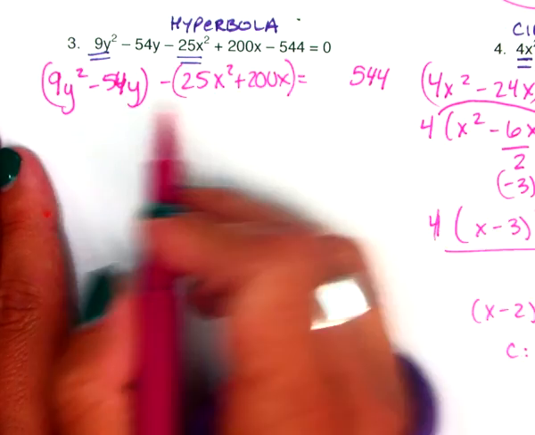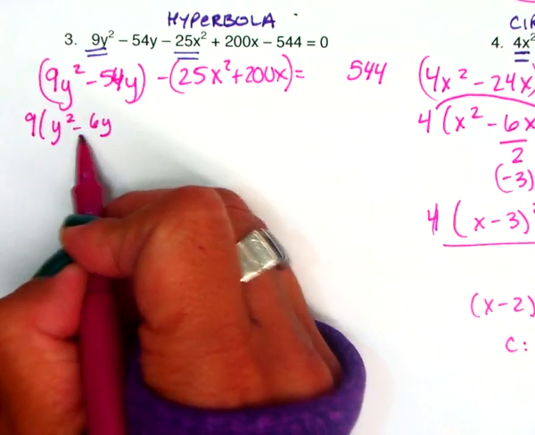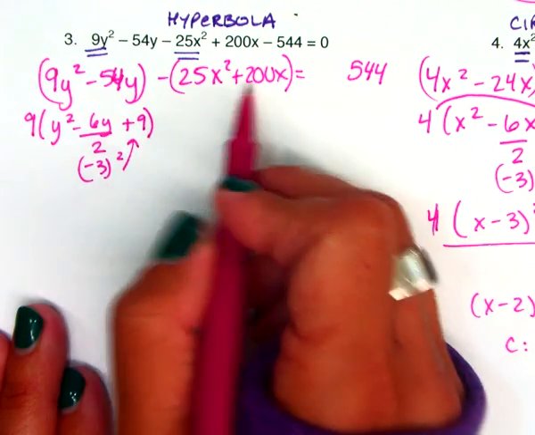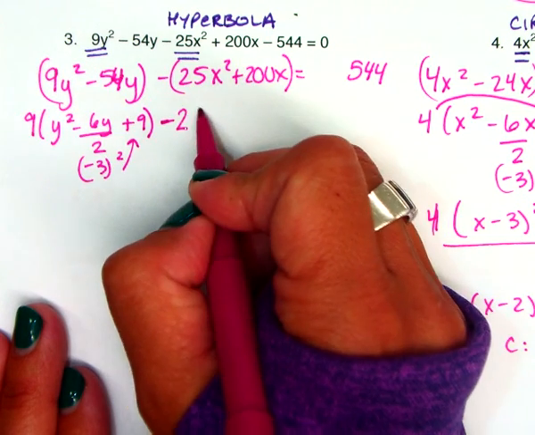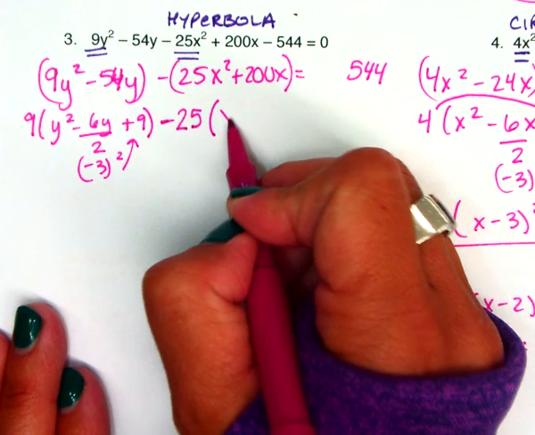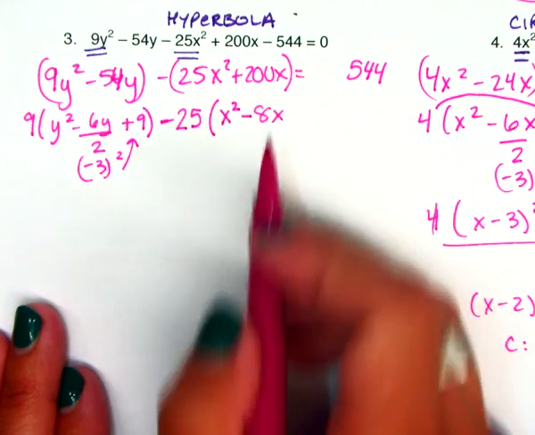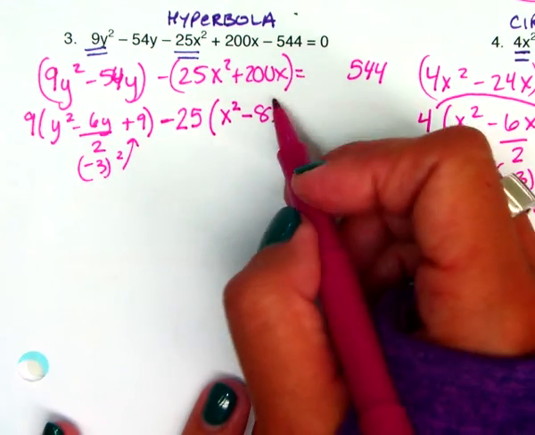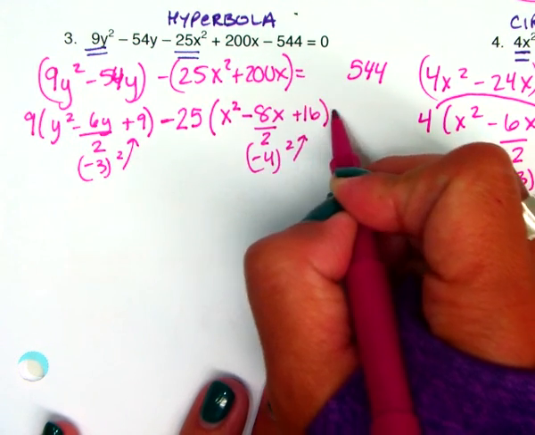All right, when I group this one, I'll take out the 9, just like I did before. Let's complete the square. Negative 6y, divide by 2, negative 3, quantity squared, plus 9. Over here, I'm going to keep that negative out front. I'll factor out a negative 25 from both, which means this is going to change to x squared minus 8x, right? Because a negative times a negative would give me that positive. Since I factored out the negative from both of them, I do have to be careful with my signs here. Divide by 2, that's negative 4. Quantity squared is plus 16.